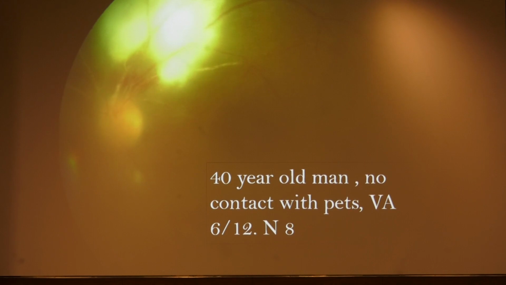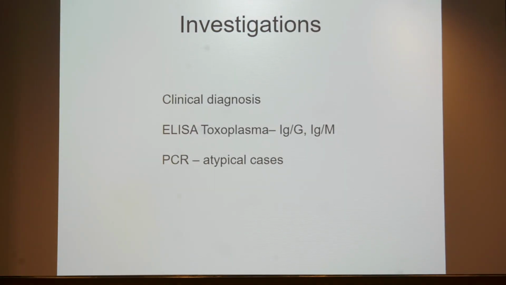Now, this is a clinical diagnosis. I think all of us would be able to make it. A 40-year-old man with no history of contact with pets and a vision of 6/12 and 18. We see this lesion with an arteriolitis. We are pretty much sure that we are dealing with a toxoplasma retinochoroiditis. But we would do an ELISA toxoplasma, IgG and IgM, and we would restrict ourselves from doing a PCR, which should be only for atypical cases.